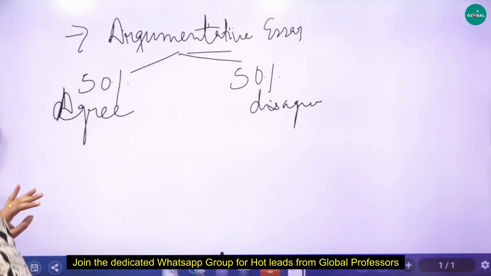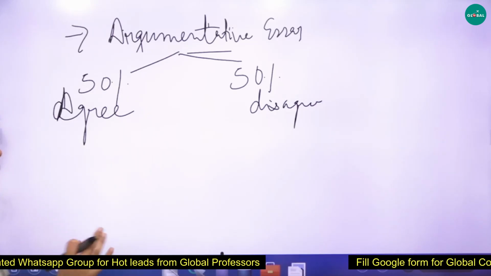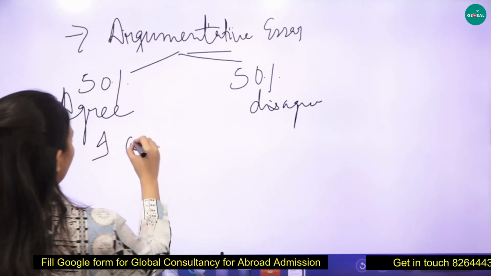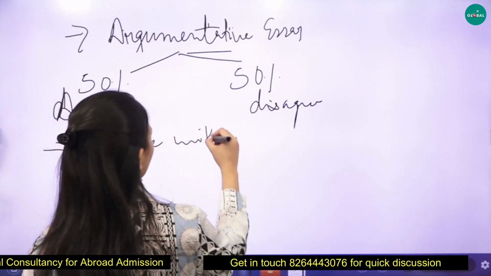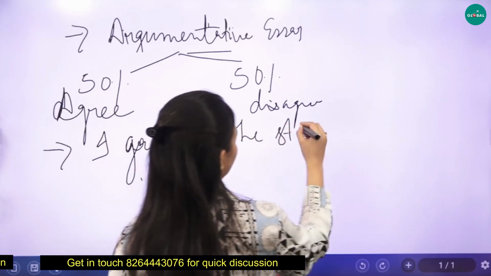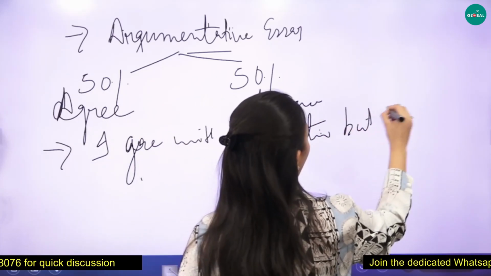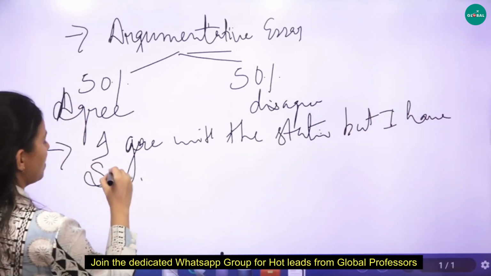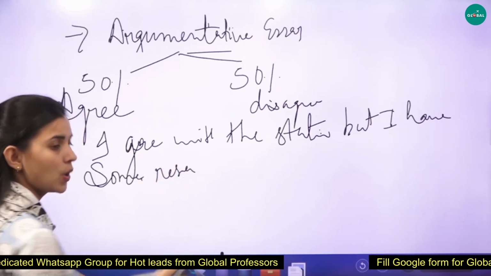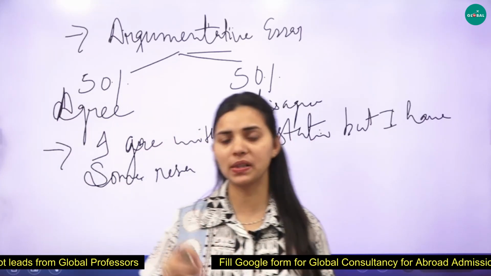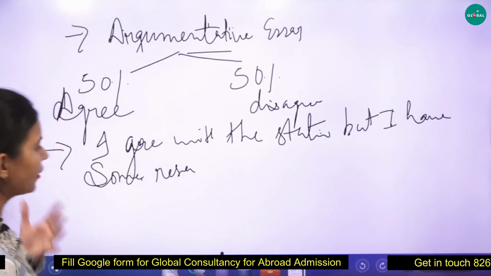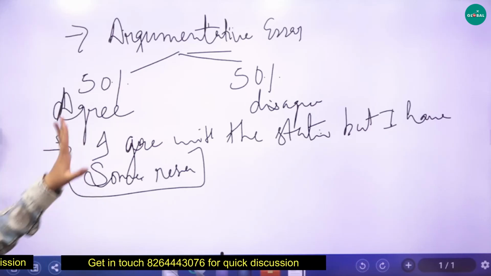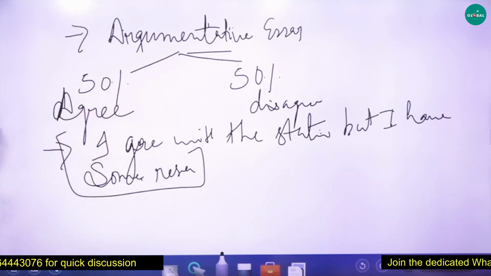You need to write an introduction sentence in the introduction only, okay, that I agree with the statement, but I have some reservations. It means you are 50% agree and 50% disagree with it, okay? You are 50% agree and you are 50% disagree. When you have to write this kind of sentence: I agree with the statement, but I have some reservations.